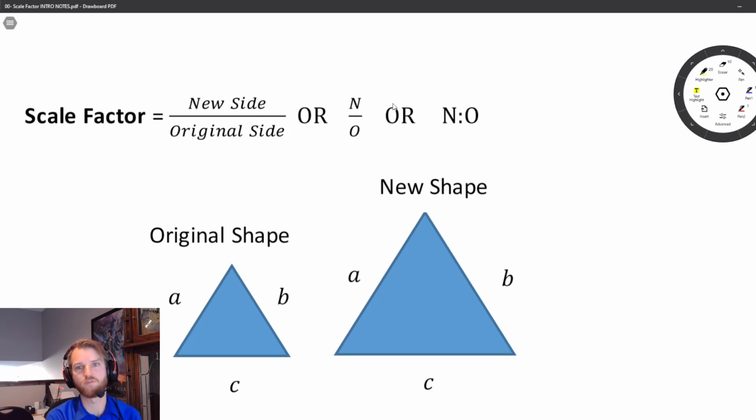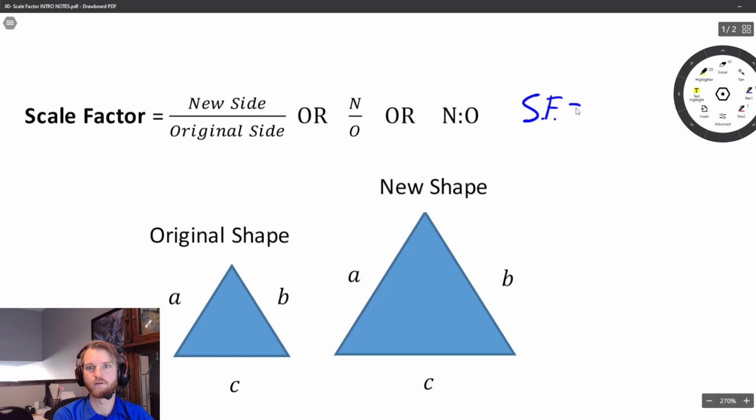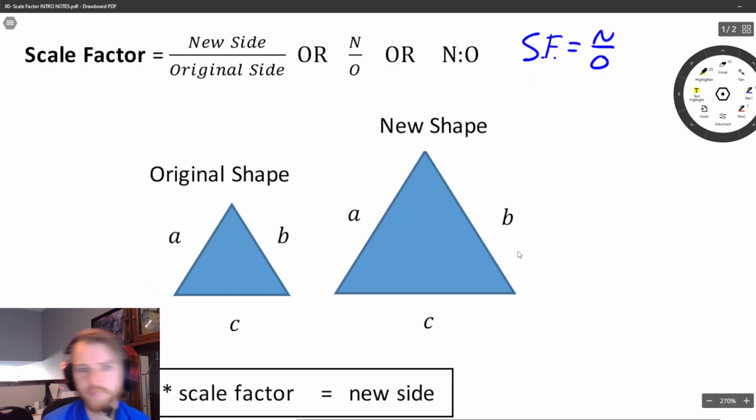The easy way for me to remember this is just by "no." The scale factor is N-O. It's always going to be the new one first, the original second, and our fraction goes that same way, like "no," down. So we can always rewrite this: scale factor is n divided by o. I will often write this equation as SF, standing for scale factor, is equal to new divided by original. That's going to be the way I write it for this video.